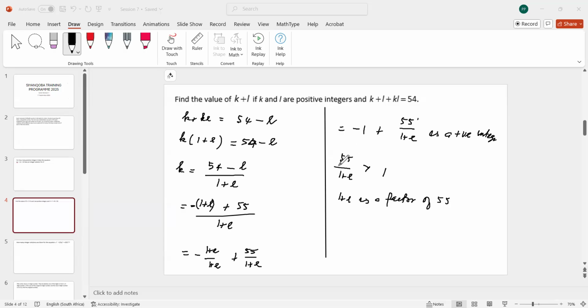If you want it to be an integer, this has to be a factor. If it is not a factor, like 4, then 55 over 4 is not an integer. But 55 over 5 is certainly an integer, and the reason for that is this bottom part is a factor of it. So 1 plus L is a factor.